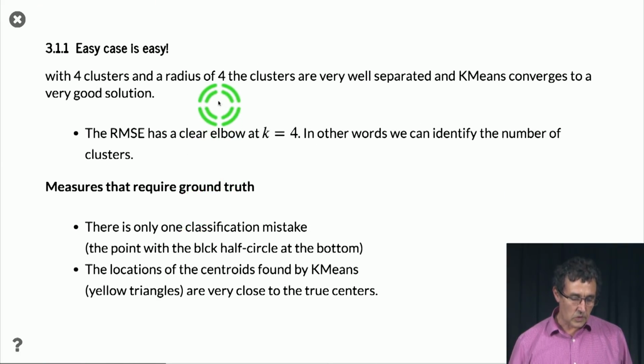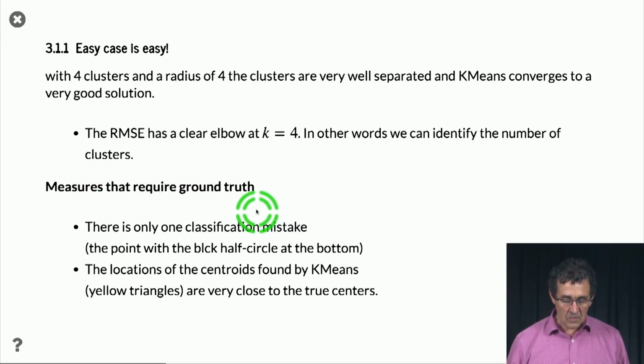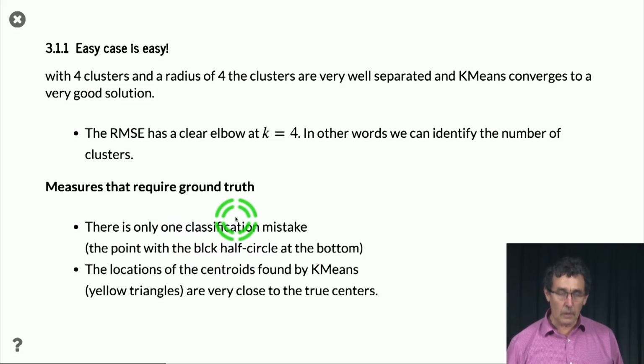Okay, so as we saw, this one was very easy, and we had measures that require the ground truth, that we had to know where the centers are, and that worked very nicely too here. So everything was matching. So this is like the classical case in which you'd say that k-means works well.